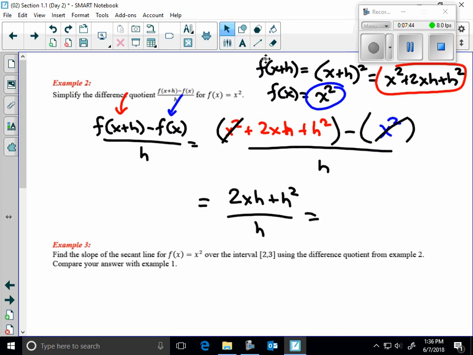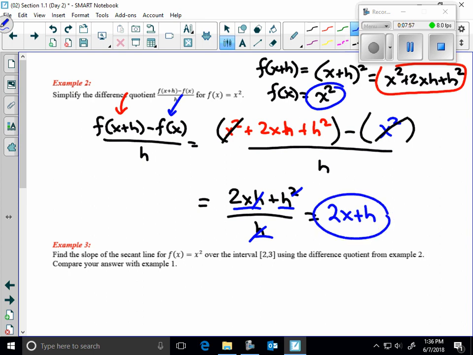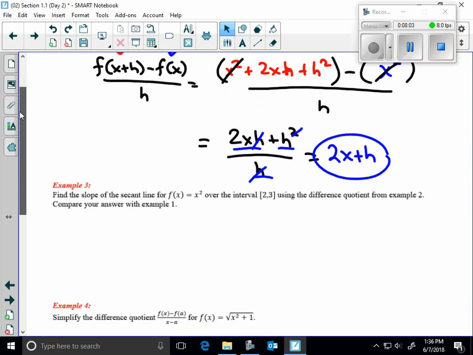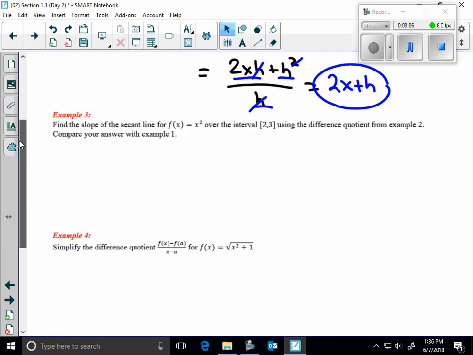And what do all of those terms, each term, one term, two terms, and that term, what do they all have in common? They have an h in common. So the h cancels out of all of them, and what we're left with is 2x plus h. That would be the simplified version of the difference quotient in general terms for x squared. Okay, so we got this 2x plus h thing. Let's find the slope of the secant line for f of x equals x squared over this interval from 2 to 3 using the difference quotient from example 2.